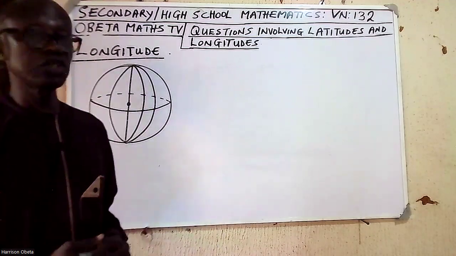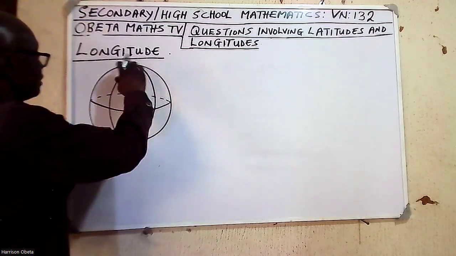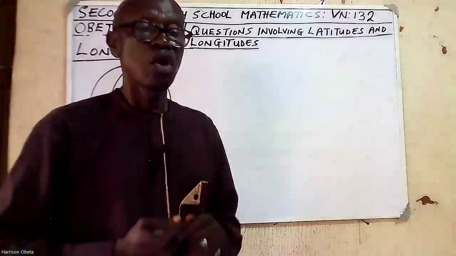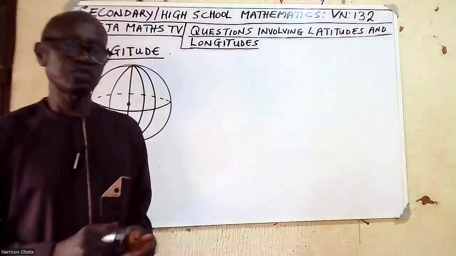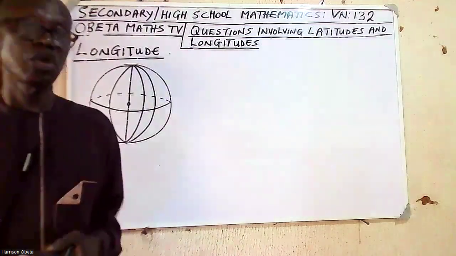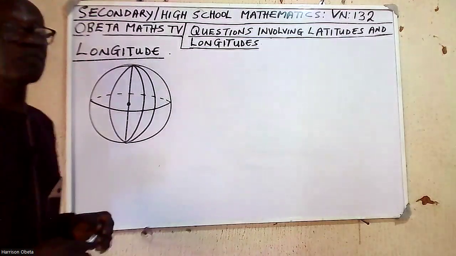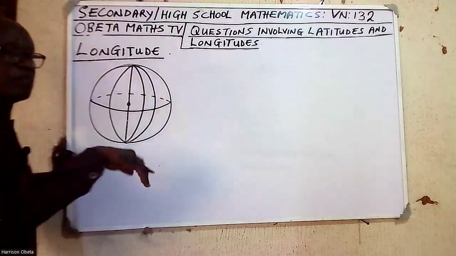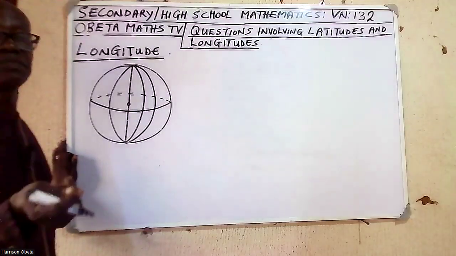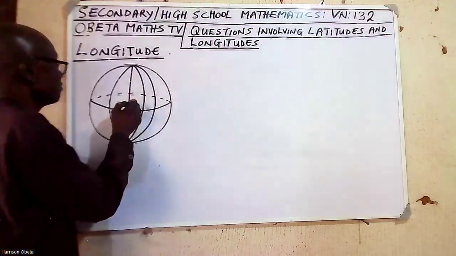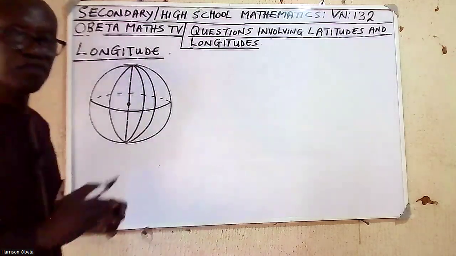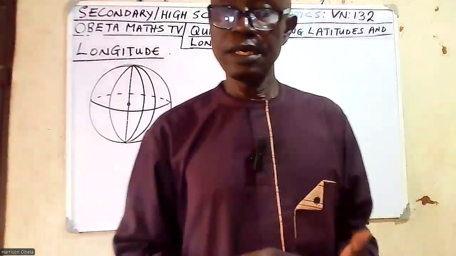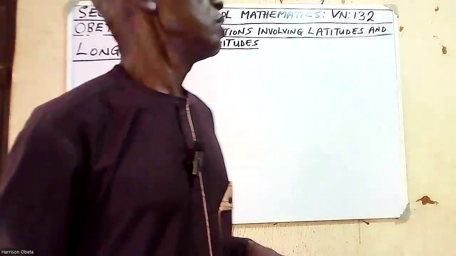So when we talk of longitude, these are lines of longitude or parallels of longitude. All the parallels of longitude form great circles, because each of them forms a big circle and they have the same center. So lines of longitude form great circles.